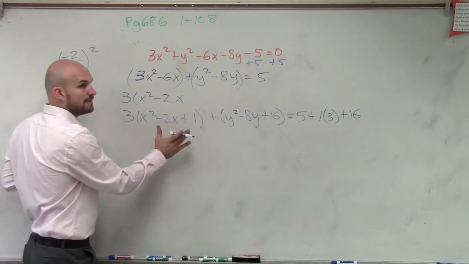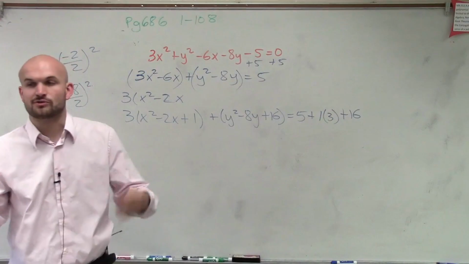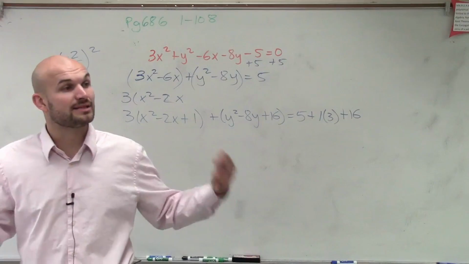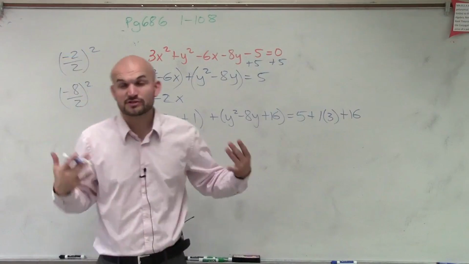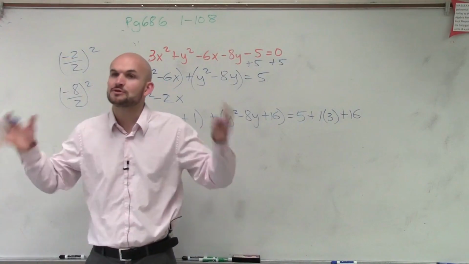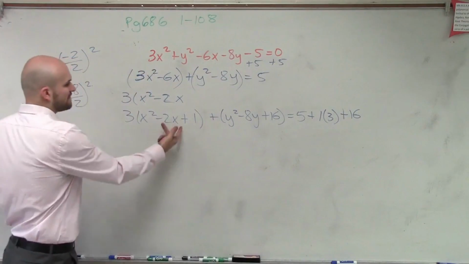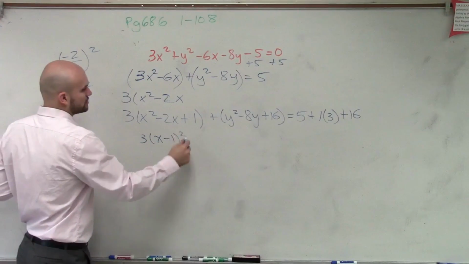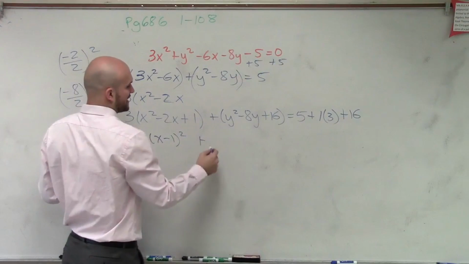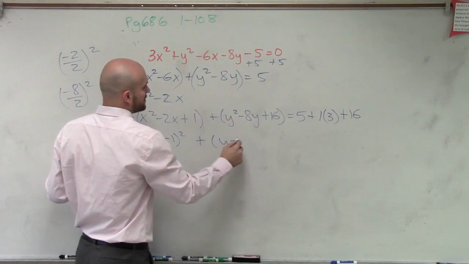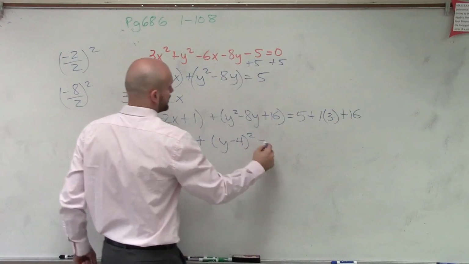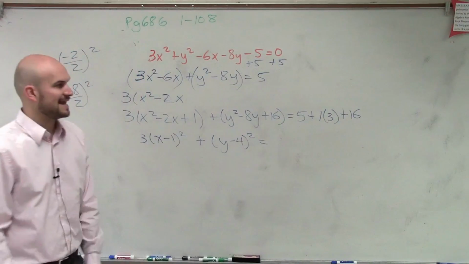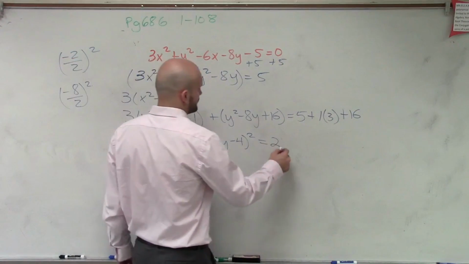OK. So now remember, the whole reason why we complete the square is to create a perfect square trinomial. Why do we like perfect square trinomials? We like perfect square trinomials because we can factor them down to binomial squares. So if I factor this, I get 3 times x minus 1 squared plus this factored is going to be y minus 4 squared equals 5 plus 3 is 8 plus 16 is 24.